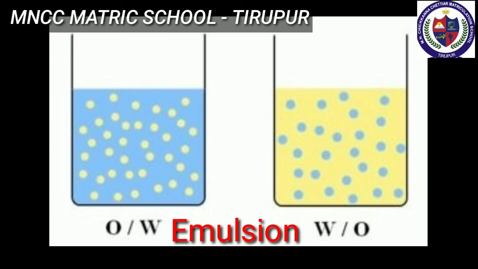Next, types of emulsion. The two liquids mixed can form different types of emulsion. For example, oil and water can form oil in water emulsion. Example, cream, where the oil droplets are dispersed in water, or they can form a water in oil emulsion. Example, butter.